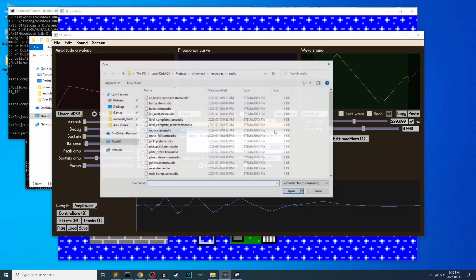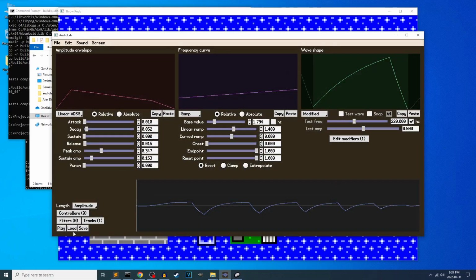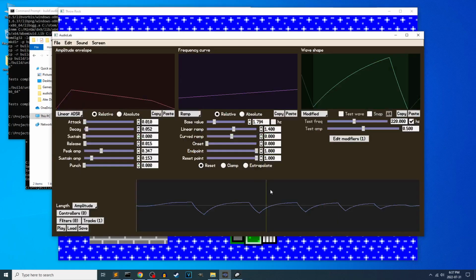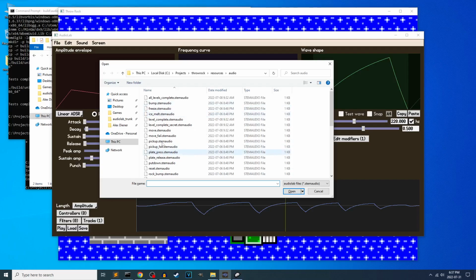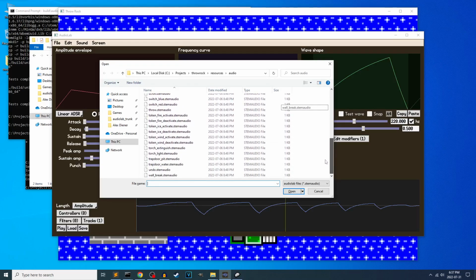Similar for the... what is it? Move fail? Yeah, that's the other one. I just wanted this to not sound like you're bumping into anything. I don't know, it doesn't sound like much of anything. It's just a sound. I messed around until I had something good enough for the purpose. So yeah, those are just signals for ways that you're moving. I think that's all the move sounds that exist, pretty much.